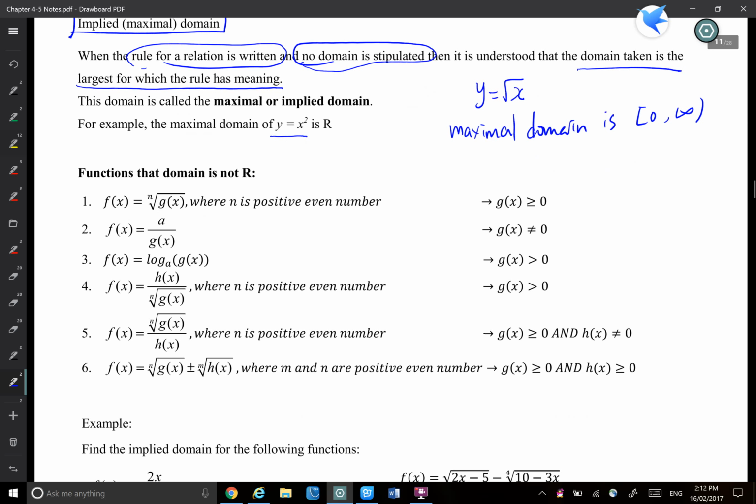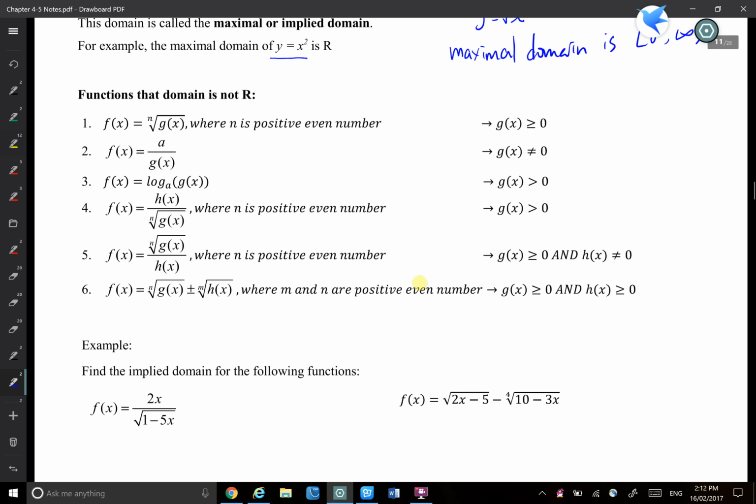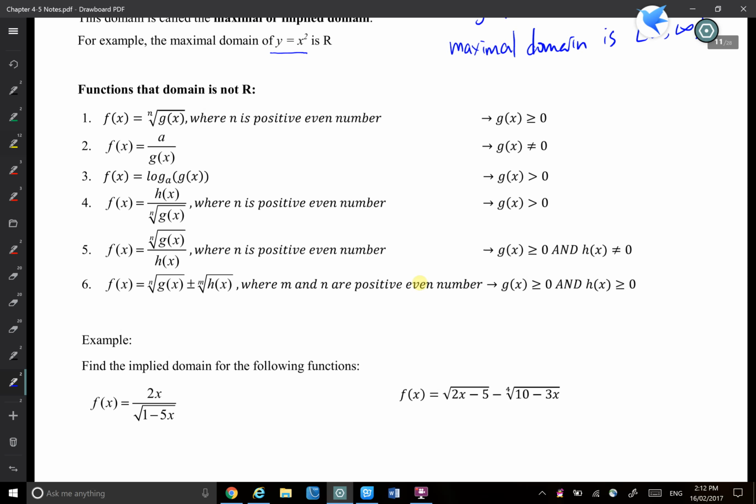Okay, so some functions will have restrictions like this. What are those functions that have restrictions? Most functions have no restrictions on the domain. So what are the functions that have restrictions? Functions whose domain is not R.